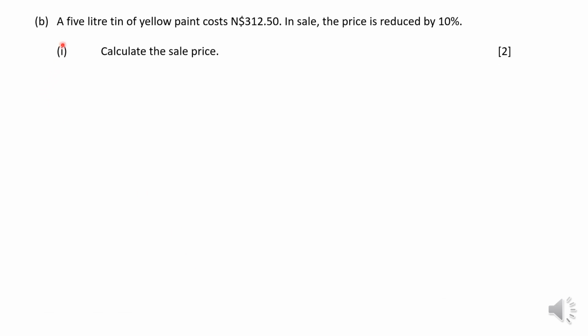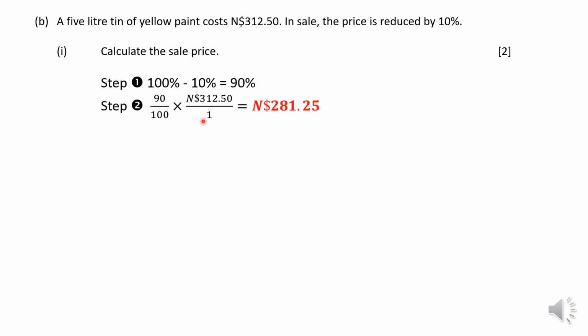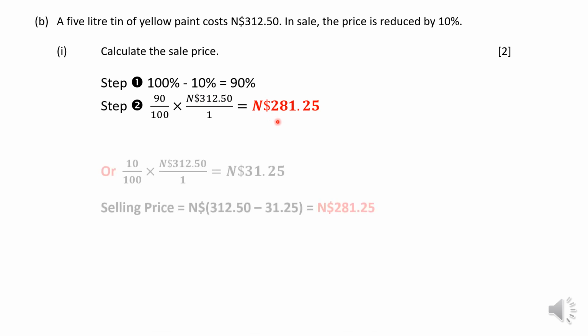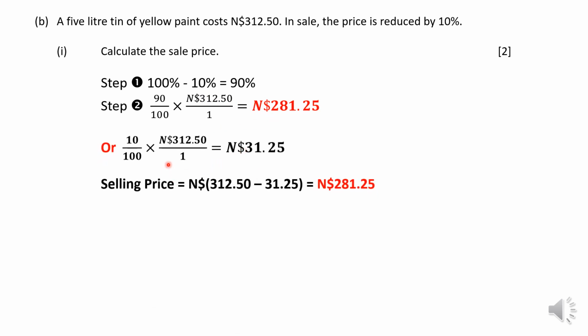Part B says a 5-liter tin of yellow paint costs $312.50. In a sale, the price is reduced by 10%. So let us calculate what that particular selling price is. First of all, I subtract, because reduction means I cannot use the same percentage. Well, you can find 90% of that, which gives you the answer directly, or you can use the method that most of the time the students use.